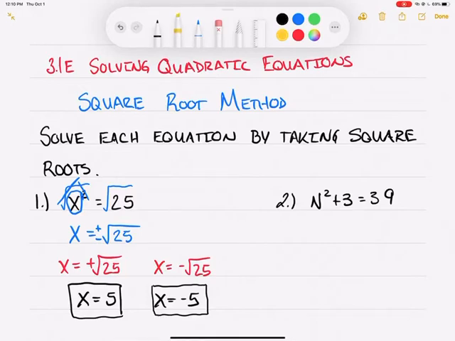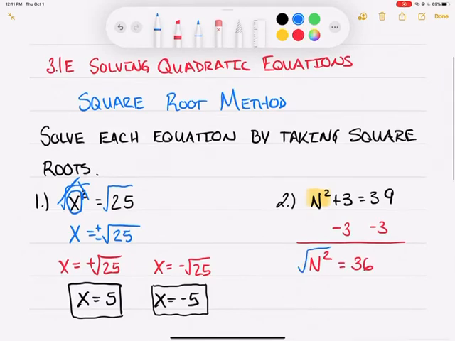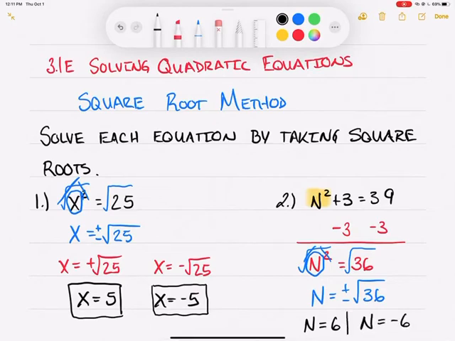Again, our first job is to get the quadratic term completely by itself. This means I need to move the positive 3 away, and I do that simply by subtracting 3 from both sides. This is going to leave me with n squared equals 36. And if I take the square root of both sides, the exponent and the radical cancel, I keep n. So n equals plus or minus the square root of 36. This means that n equals positive 6. n also equals negative 6.